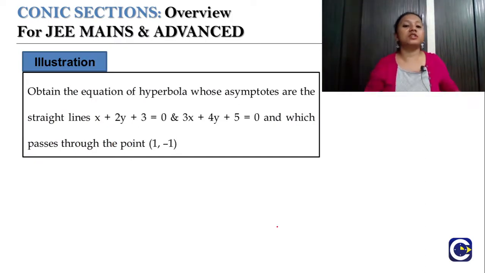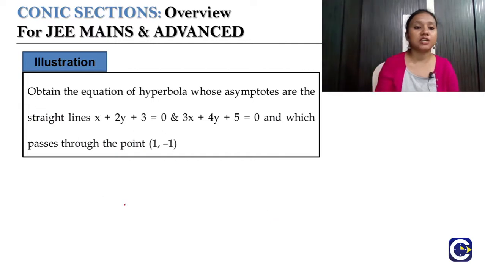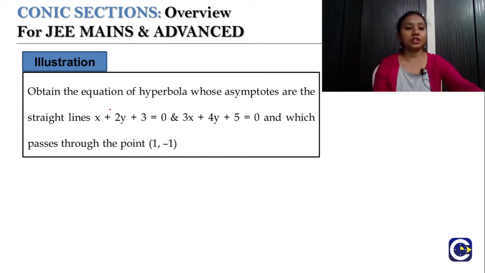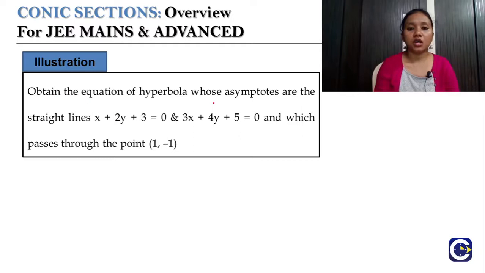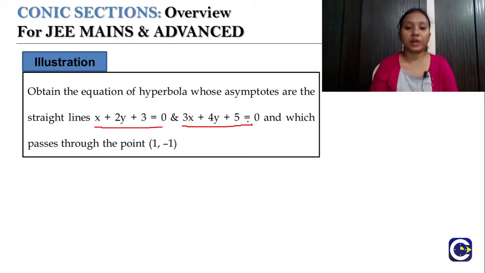So here comes the first question, guys, which is related to our hyperbola as well as the asymptotes. So let's have a look over this question. So let's read the question carefully here. So obtain the equation of the hyperbola whose asymptotes are the straight lines x plus 2y plus 3 equal to 0 and 3x plus 4y plus 5 is equal to 0, and which passes through the point (1, minus 1). So here the question is, we have to find the equation of the hyperbola.